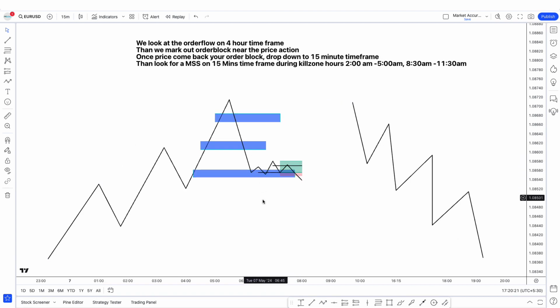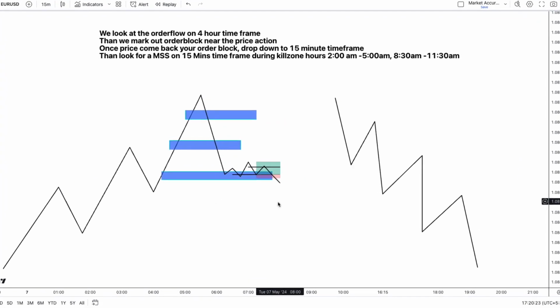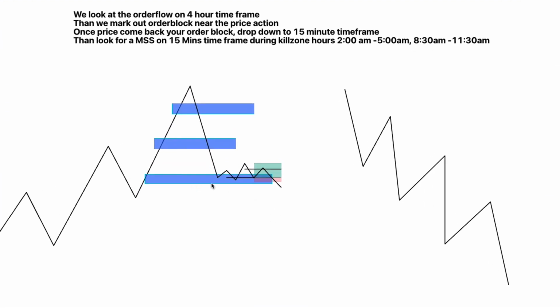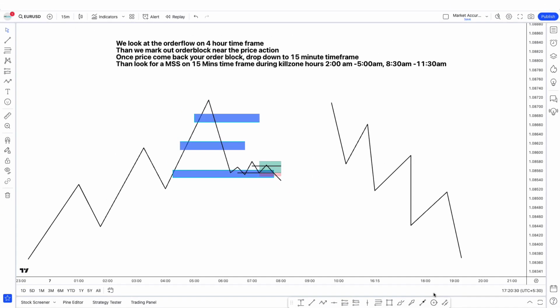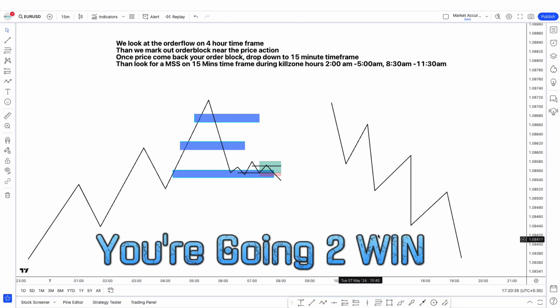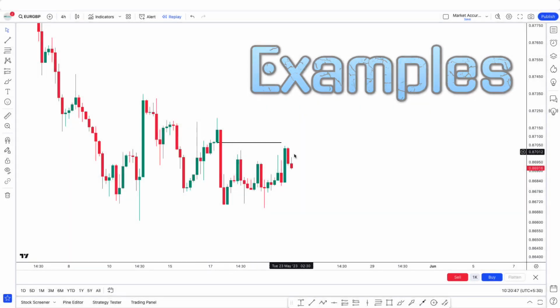If you're using 5-minute or 1-minute, then you're going to get market structure shifts all around the place, and you're going to get faked out most of the time. You will lose a lot of trades. I highly recommend you stick to these time frames, and trust me, if you just follow the simple strategy, guys, you're going to win. Anyways, let's move on to the examples, and then I'll end the video.